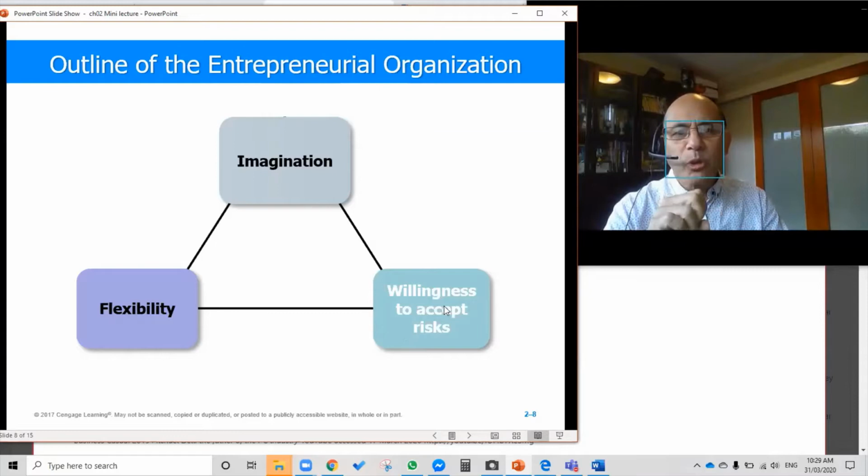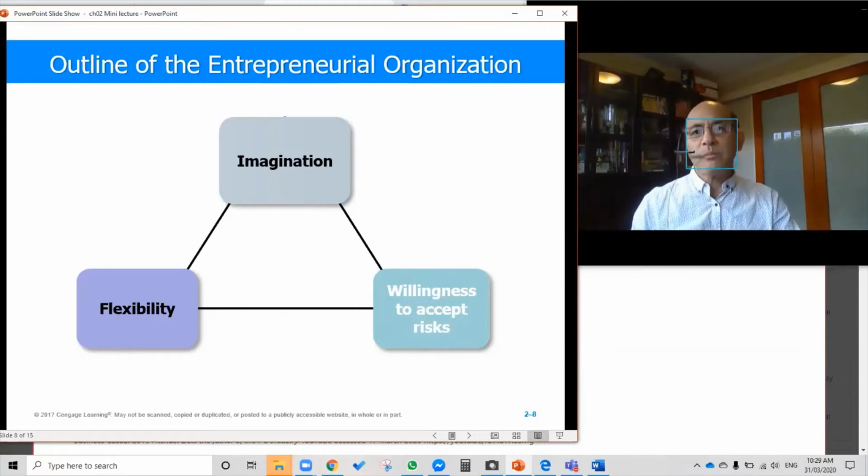And entrepreneurial organizations have that strong willingness to accept risks. So in other words, they're not stopped by risk. If we know that there's a possibility of failure, that does not stop entrepreneurial organizations. They think of ways to mitigate those risks, or in other words, reduce those risks, and then continue on with business.